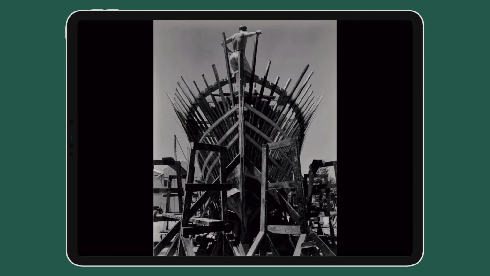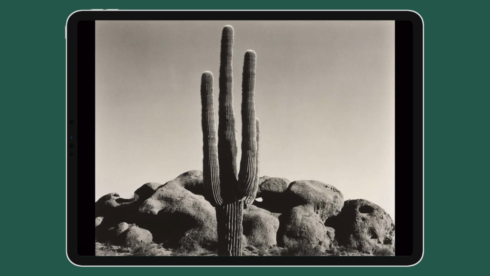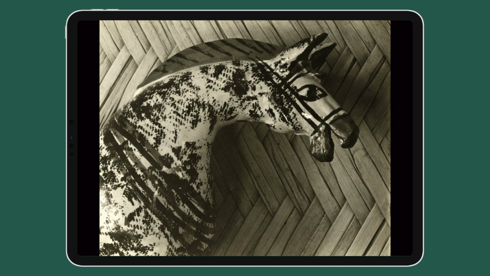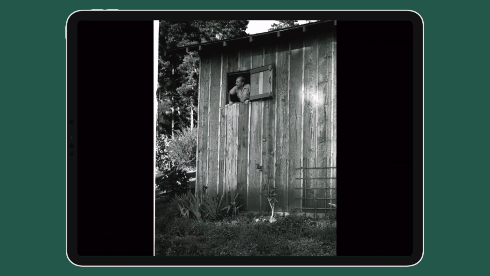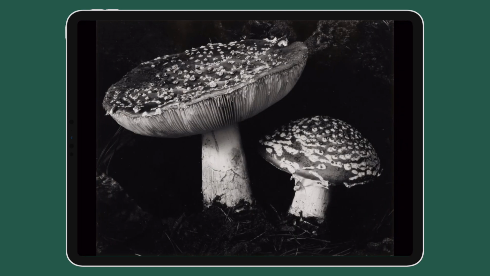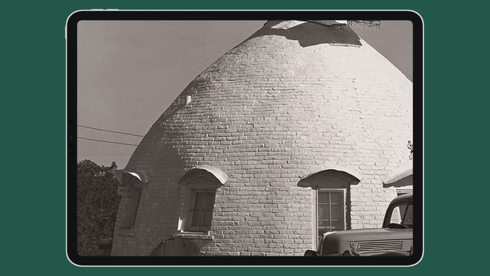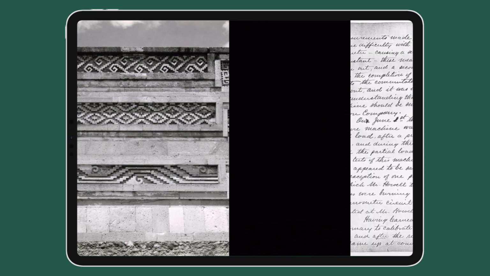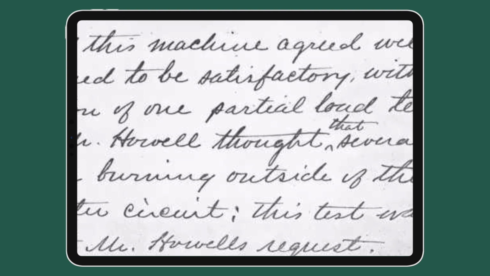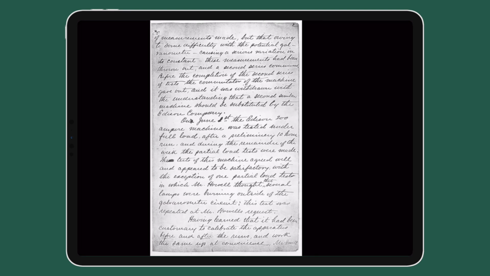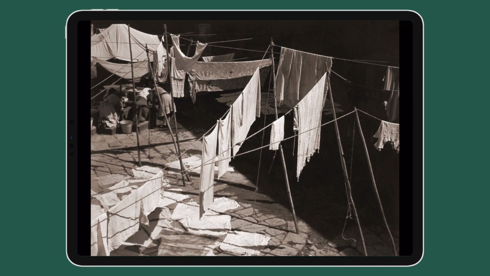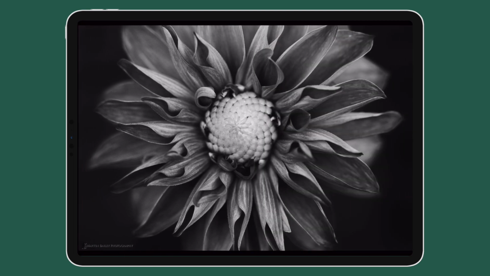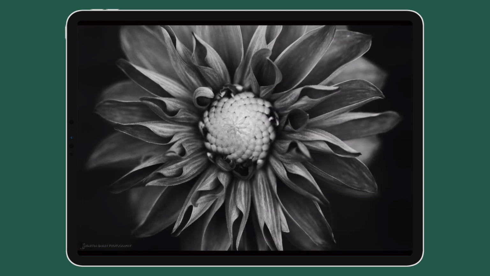Wow, I think they're building a boat with wood, so you can see lines. Cactus, and the horses and the straw woven pattern. Yeah, wood. Mushrooms, lines and dots. And this one is funny. There are a lot of bricks. Bricks, lines, pattern on the wall. Even writing. Writings are lines, cursive lines, cloth lines. Wow, beautiful flower. You can see many, many lines.